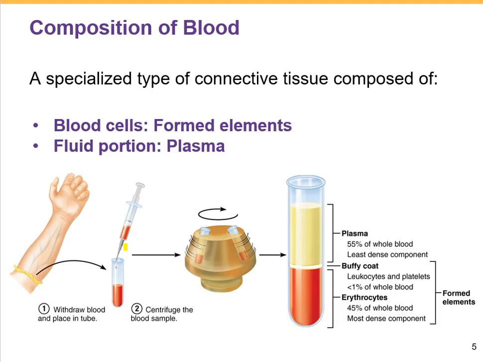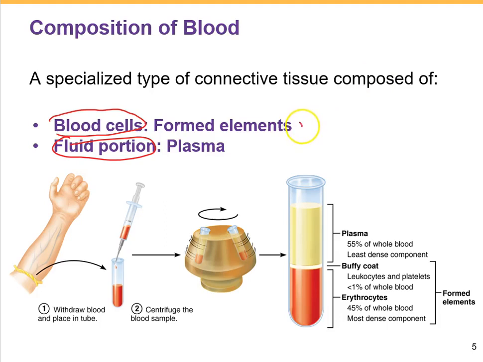What is the composition of the blood? Blood is a unique type of connective tissue that's made up of two main parts: blood cells and a fluid portion. The blood cells are also known as formed elements because most of these are not actual or true cells, like the red blood cells or the platelets. The only complete or true cells are white blood cells. So that's the reason it's better to call the blood cells formed elements.